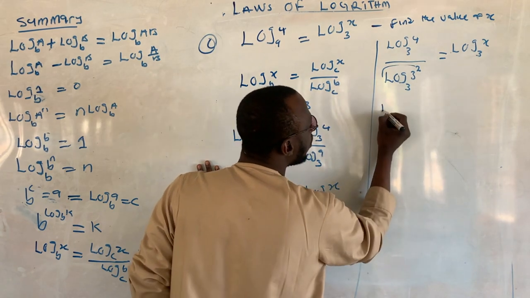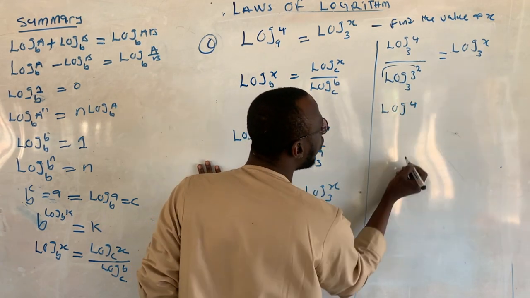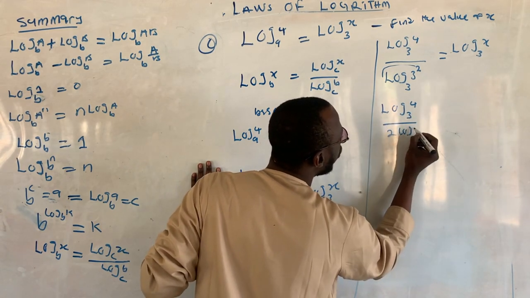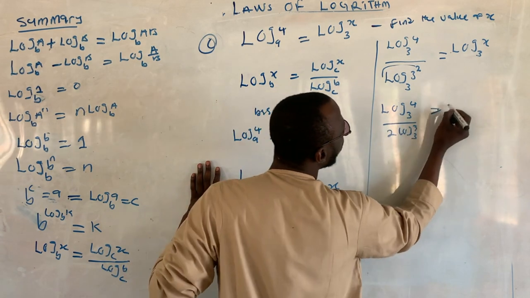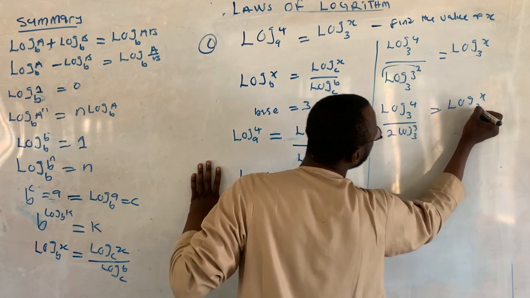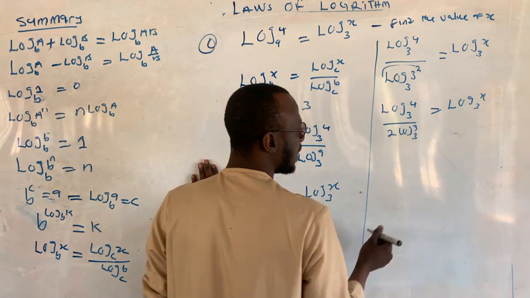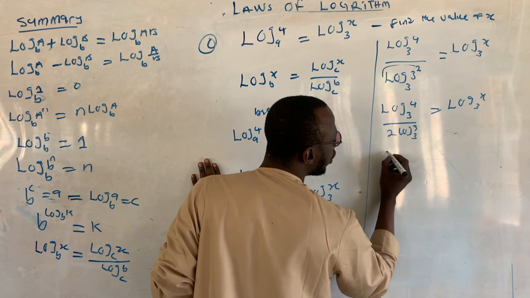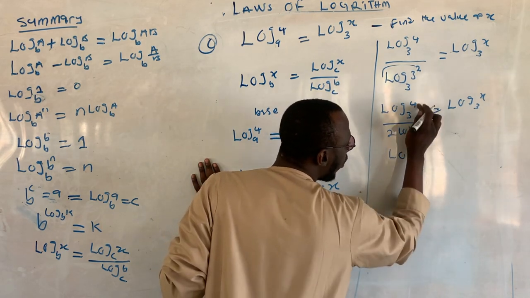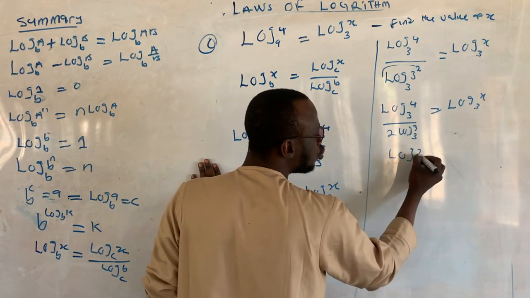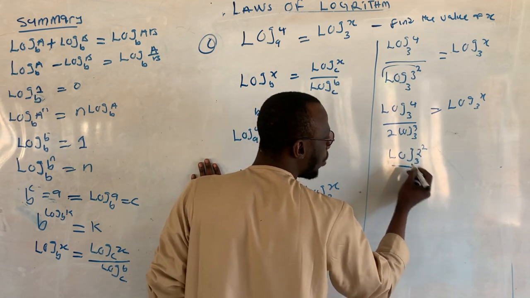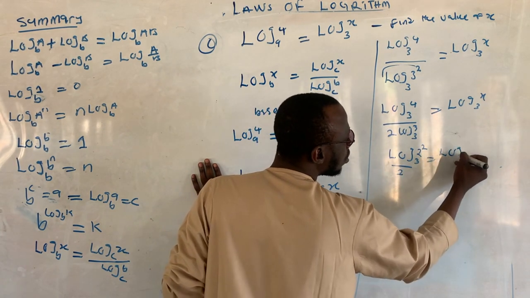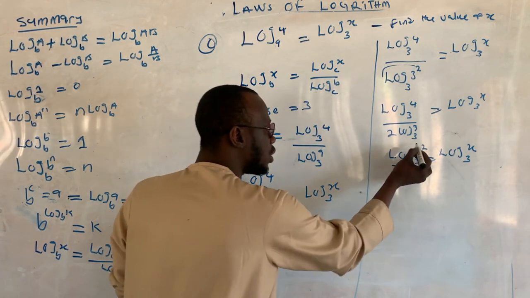From here, we have log 4 base 3 all over 2 log 3 base 3 equal to log x base 3. Log 3 base 3 is 1. Log 4 can again be written as 2 to the power of 2, so log 2 to the power of 2 base 3 all over 2 times 1, which is 2, equals log x base 3. This 2 can come down again.